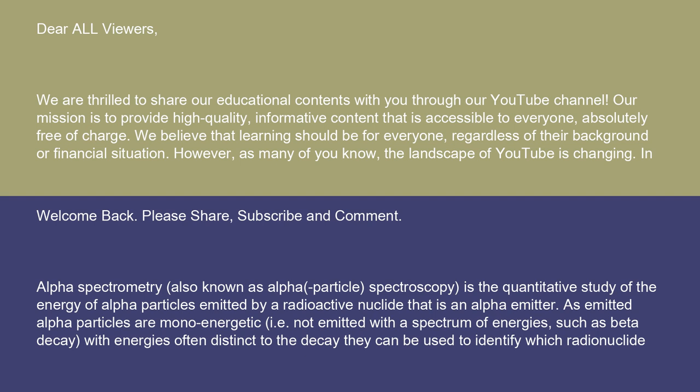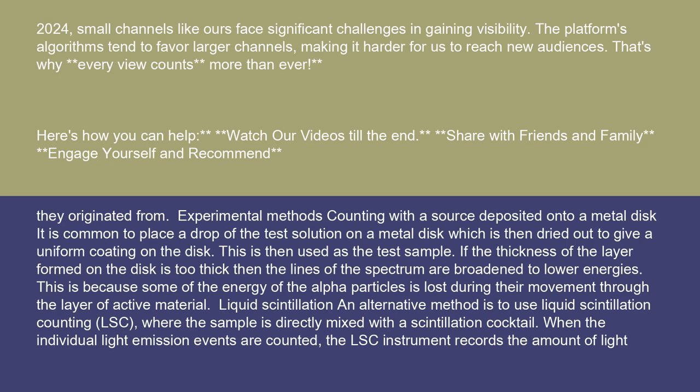Alpha spectrometry, also known as alpha particle spectroscopy, is the quantitative study of the energy of alpha particles emitted by a radioactive nuclide that is an alpha emitter. As emitted alpha particles are monoenergetic, i.e. not emitted with a spectrum of energies, such as beta decay, with energies often distinct to the decay, they can be used to identify which radionuclide they originated from.